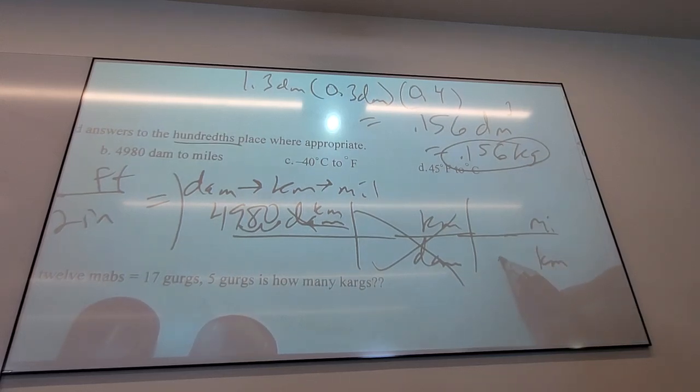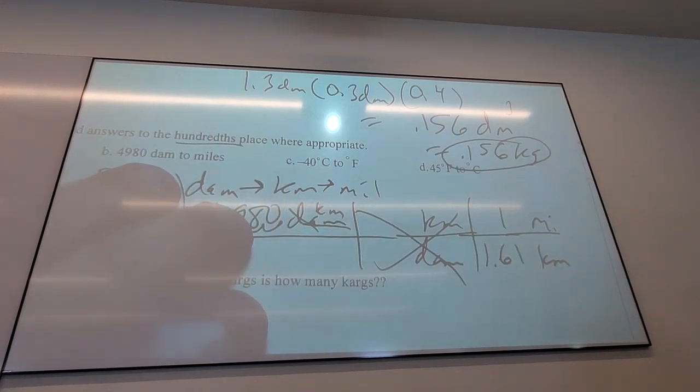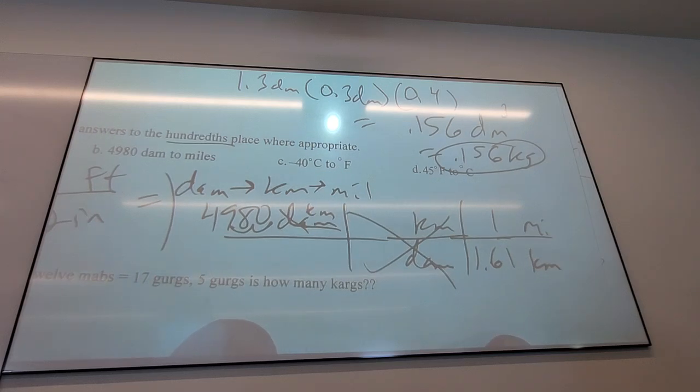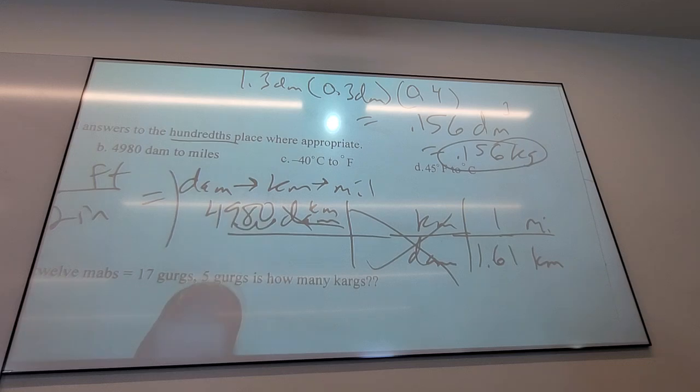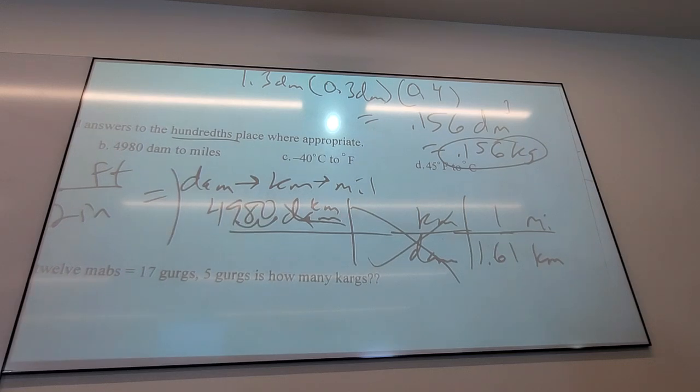And then how many kilometers to how many miles? 1.61 kilometers, and then I would just divide. Is everybody with me on that? So if my first step is pure metric, I would just King Henry that thing, meaning move the decimal the right number of times. And then you get 49.8 divided by 1.61, you get 30.93 miles.